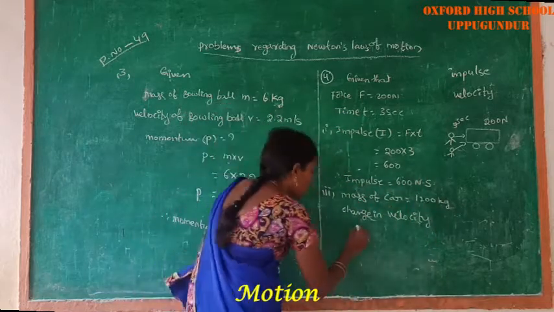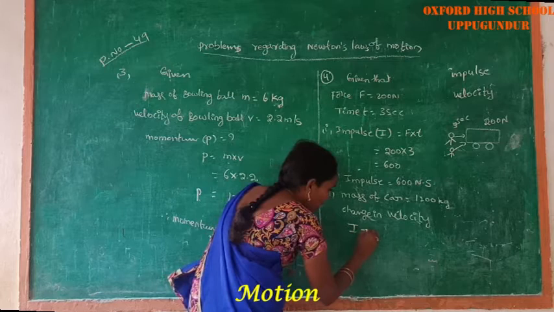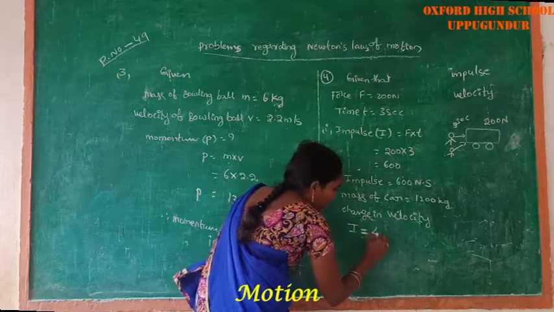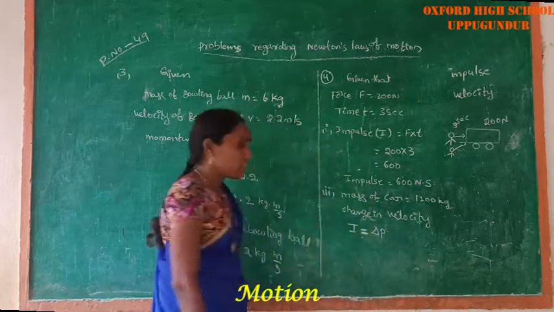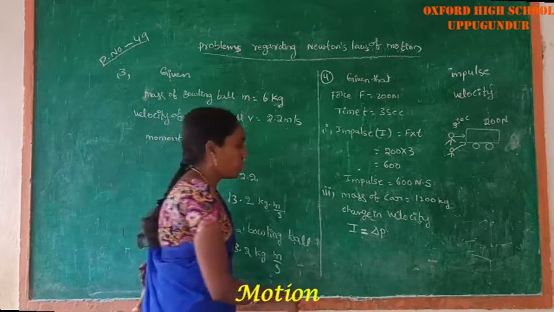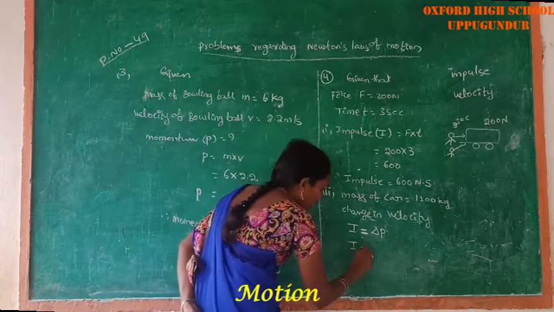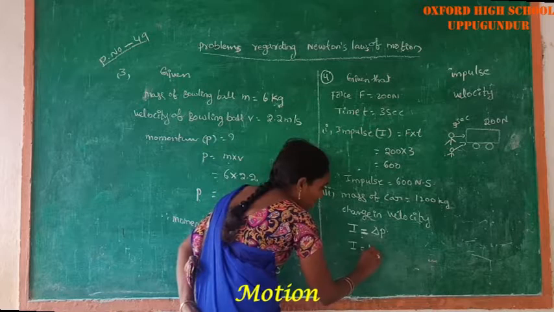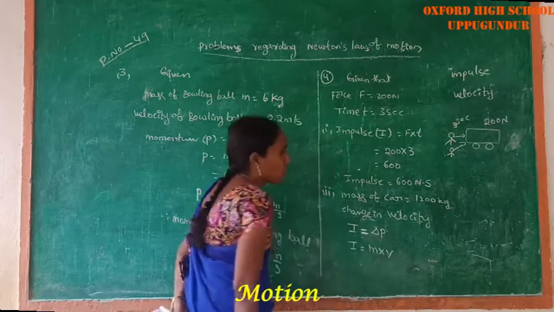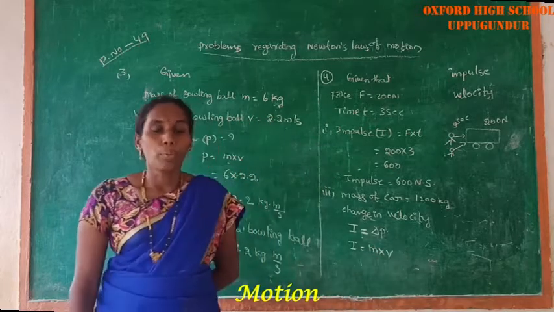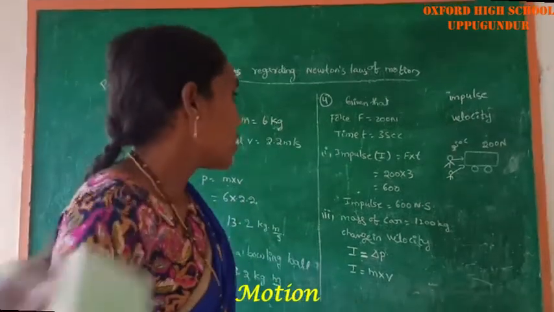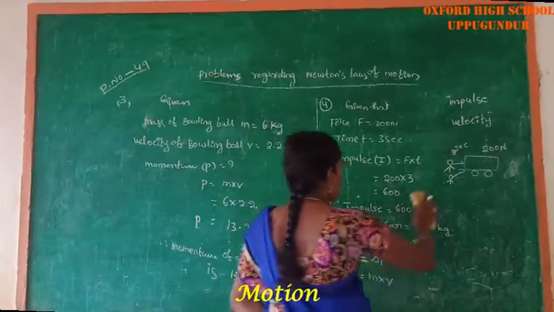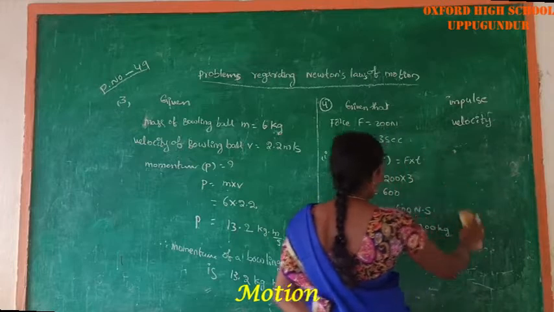You know very well, the impulse is always equal to change in momentum, delta P. Impulse is equal to momentum, which is nothing but the product of mass and velocity. Now look at the fourth. See question number 4. The first part is completed.